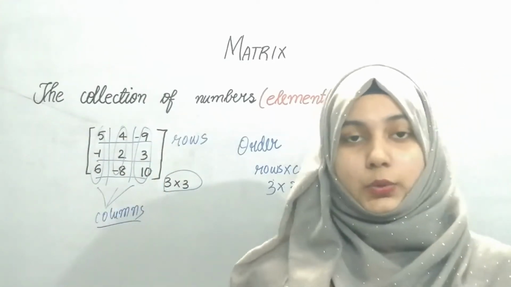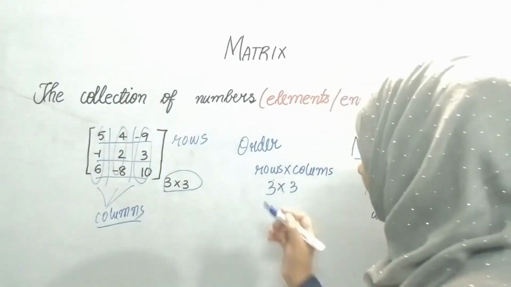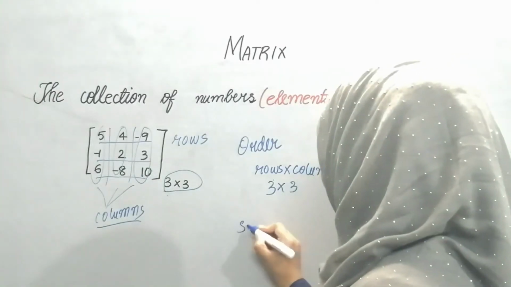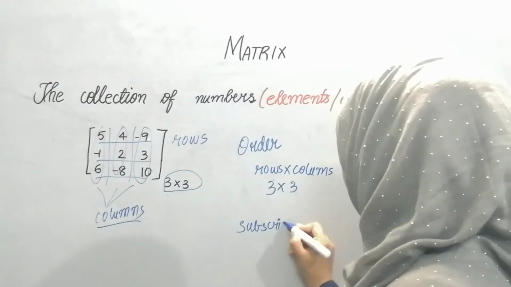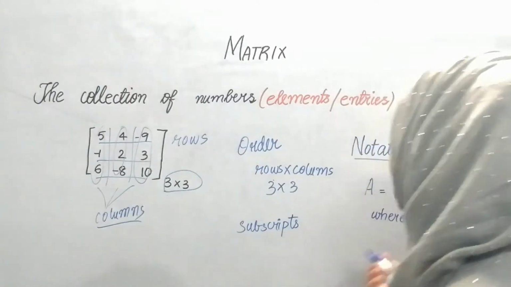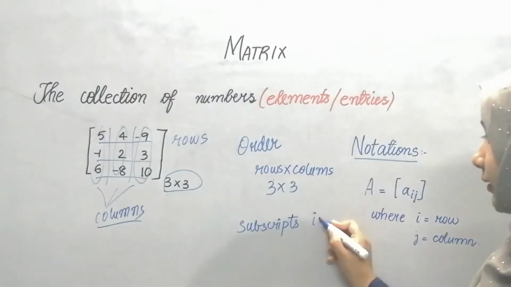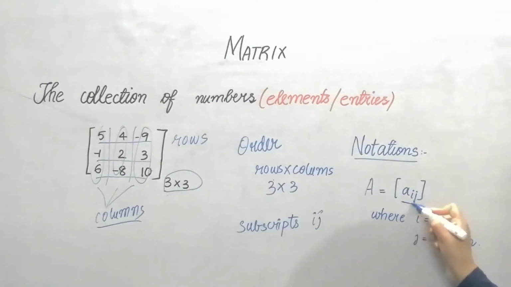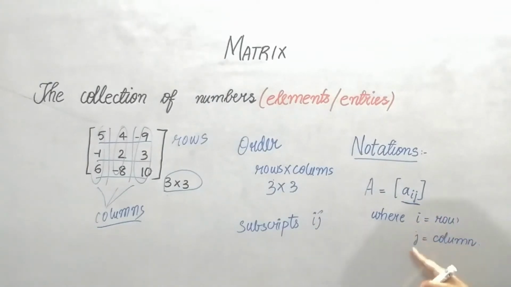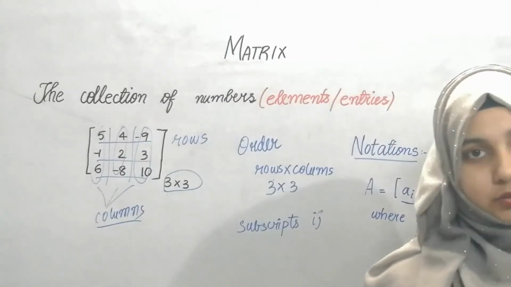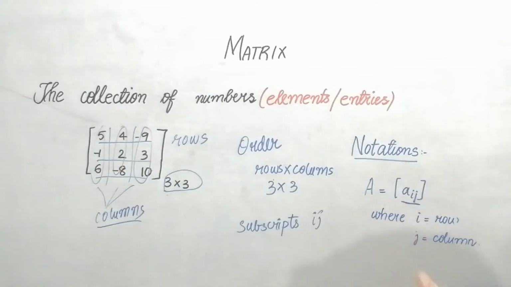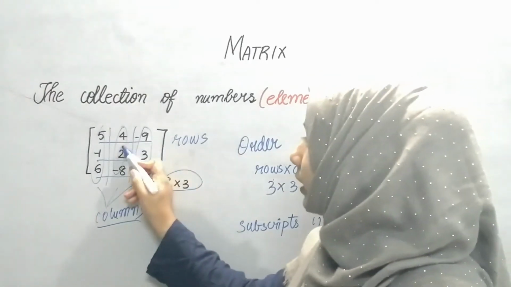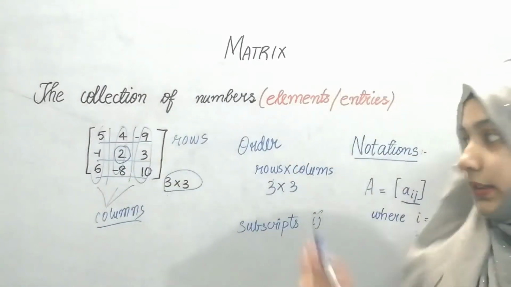Next, if I want to identify, if I want to locate one single element in this matrix, how am I going to locate it? With the help of the subscripts. Okay, i and j. With the help of subscripts. The subscripts are nothing but i and j here, where i will be the row and j will be the column. Okay, if I want to locate a particular element in a matrix, I'm going to use the subscripts i and j.